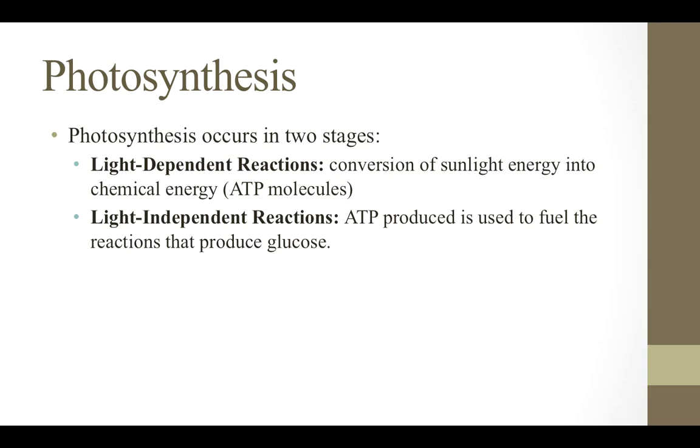Photosynthesis occurs in 2 stages: light-dependent reactions, the conversion of sunlight energy into chemical energy, ATP molecules, and light-independent reactions. ATP produced is used to fuel the reactions that produce glucose. Sometimes these are called light reactions and dark reactions, but it would be more accurate to call them light-dependent reactions and light-independent reactions.